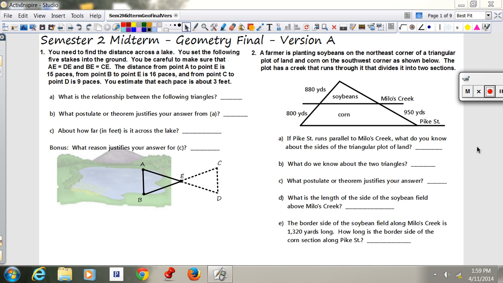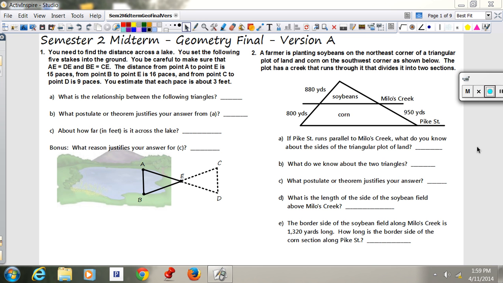All right, number one on test A is going to be on test C. It's also going to be number 21. So if you have test C, go to 21. If you have test A, it's number 1.